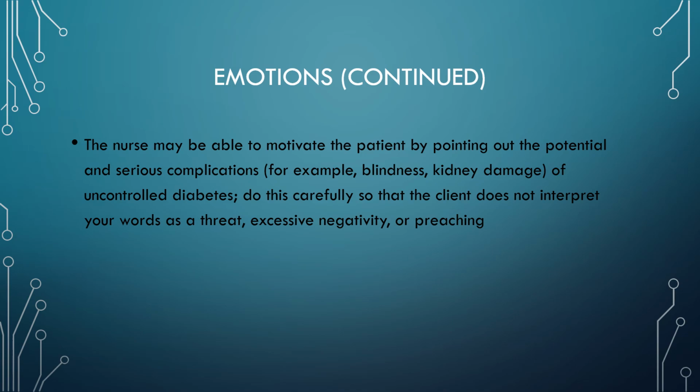So to continue, emotions. Ladies and gentlemen, listen up. The nurse may be able to motivate the patient by pointing out the potential and serious complications. For example, if we're dealing with diabetes, there is the potential for blindness and for kidney damage. So, we need to do this carefully so that the client does not interpret the words that we are saying as a threat. If you don't do this, this is going to happen.